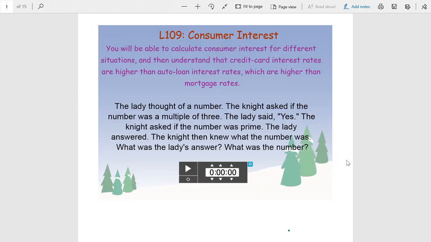Course 3, Lesson 109, we are looking at consumer interest at just a basic level and being able to calculate the different interest amounts for different situations. Understanding that credit card interest rates are typically higher than auto loan interest rates and higher than mortgage rates.